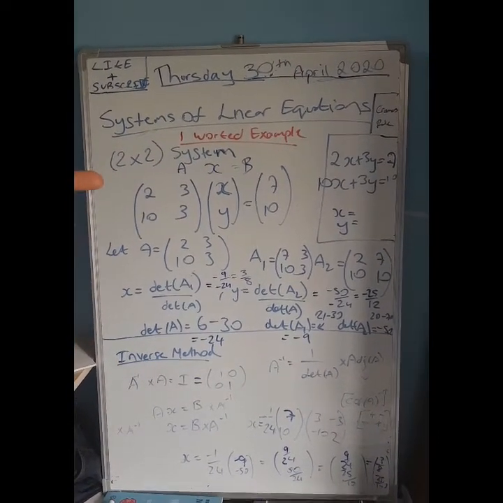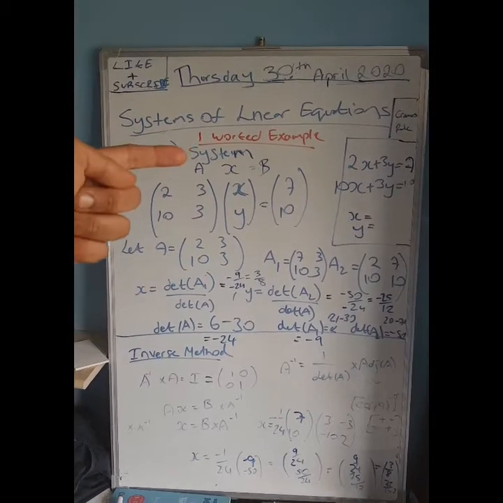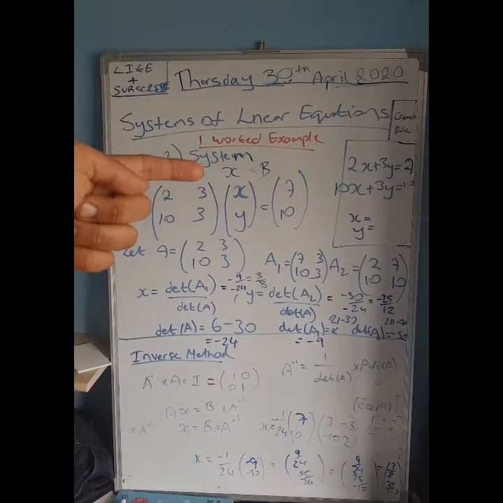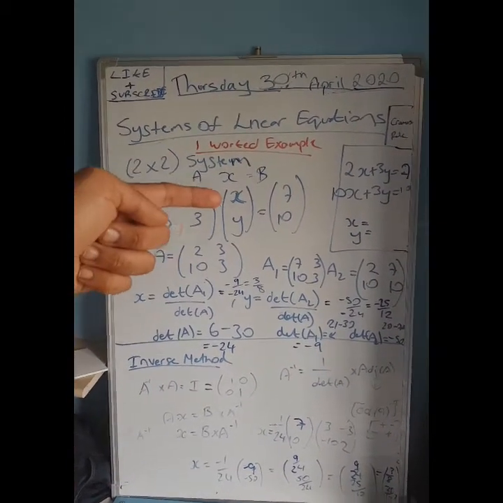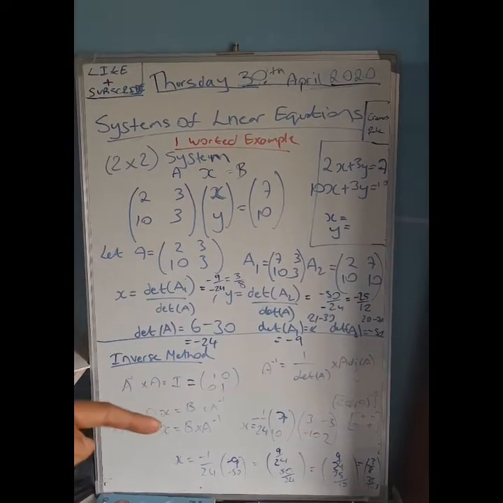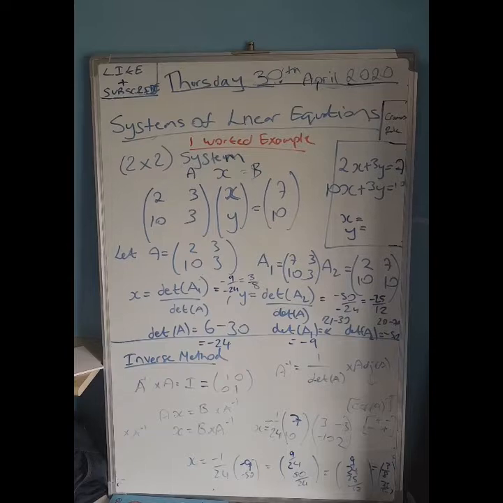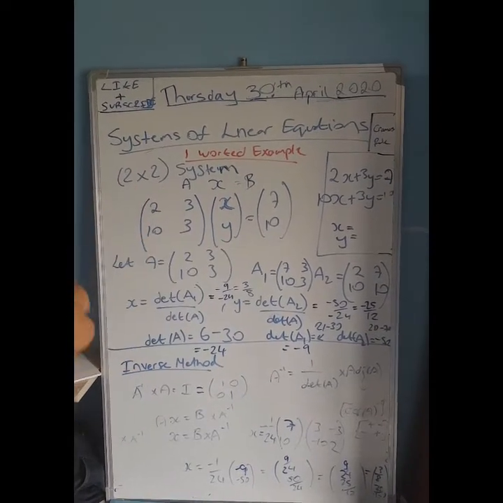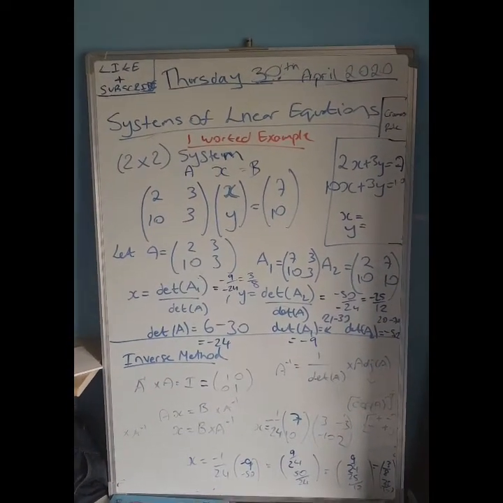Now, one way to do it is that I can rearrange this to make x the subject, so I can multiply both sides by A inverse, which I'll come on to in my second example that we can see below. But firstly, we're going to start off with this example here.